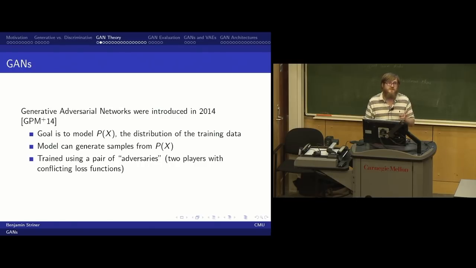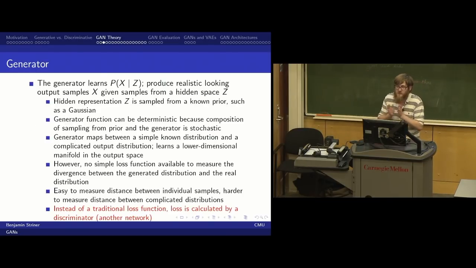They're called adversaries because they each have their own loss function, and those loss functions are not in agreement, they're in conflict. And those 2 are called the generator and the discriminator. I apologize for a lot of text on this slide, but we're going to talk a lot about what the generator is. The generator is P of X given Z.